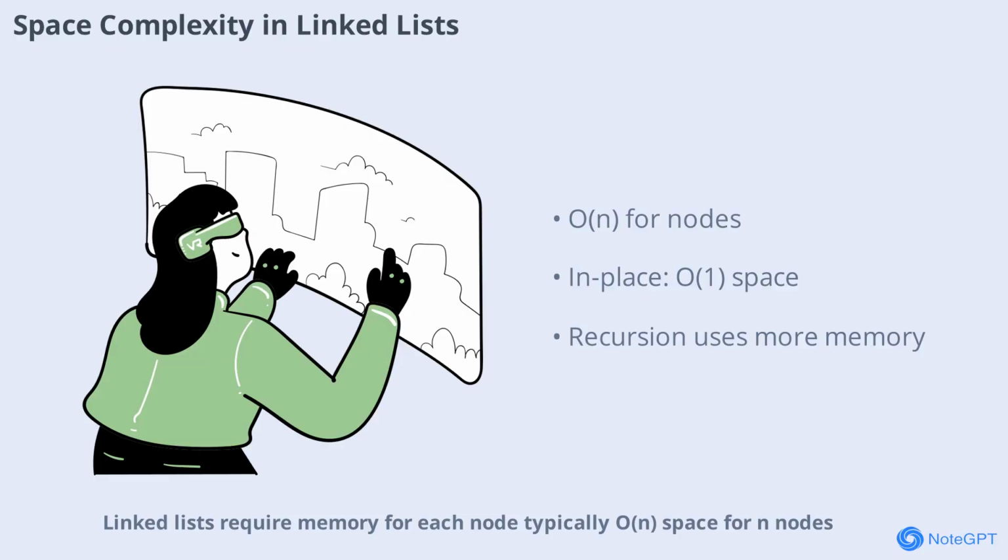Linked lists require memory for each node, typically O(n) space for n nodes. Operations like reversing a linked list in place use O(1) auxiliary space, while creating a new list or using recursion can increase memory usage. Efficient linked list algorithms minimize extra memory wherever possible.